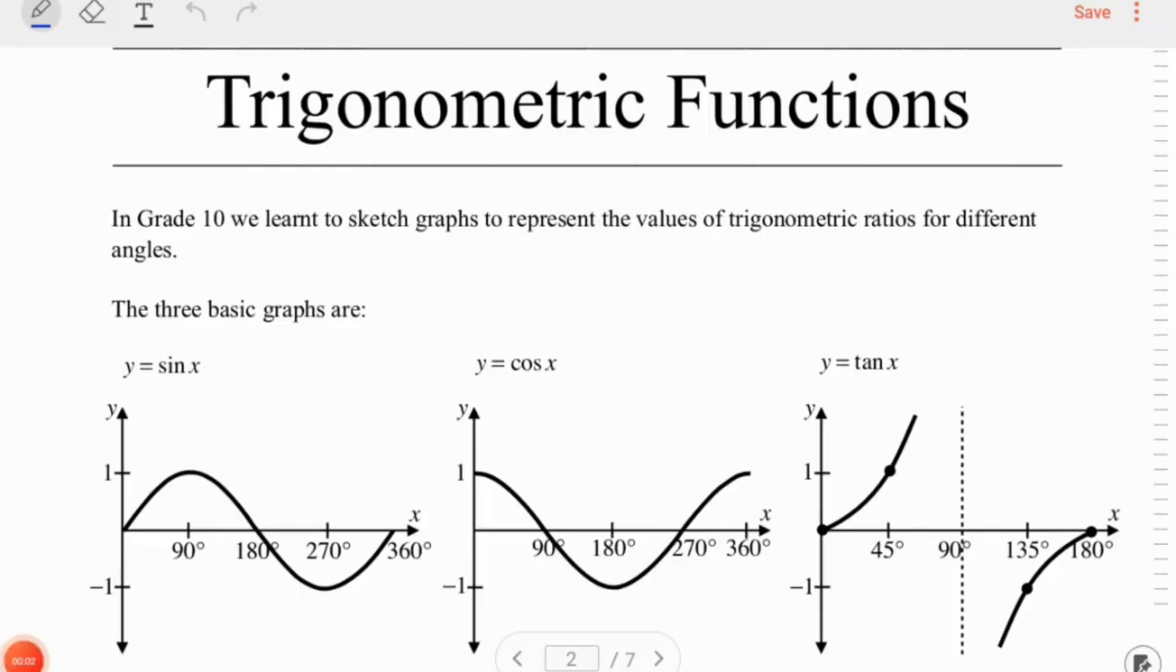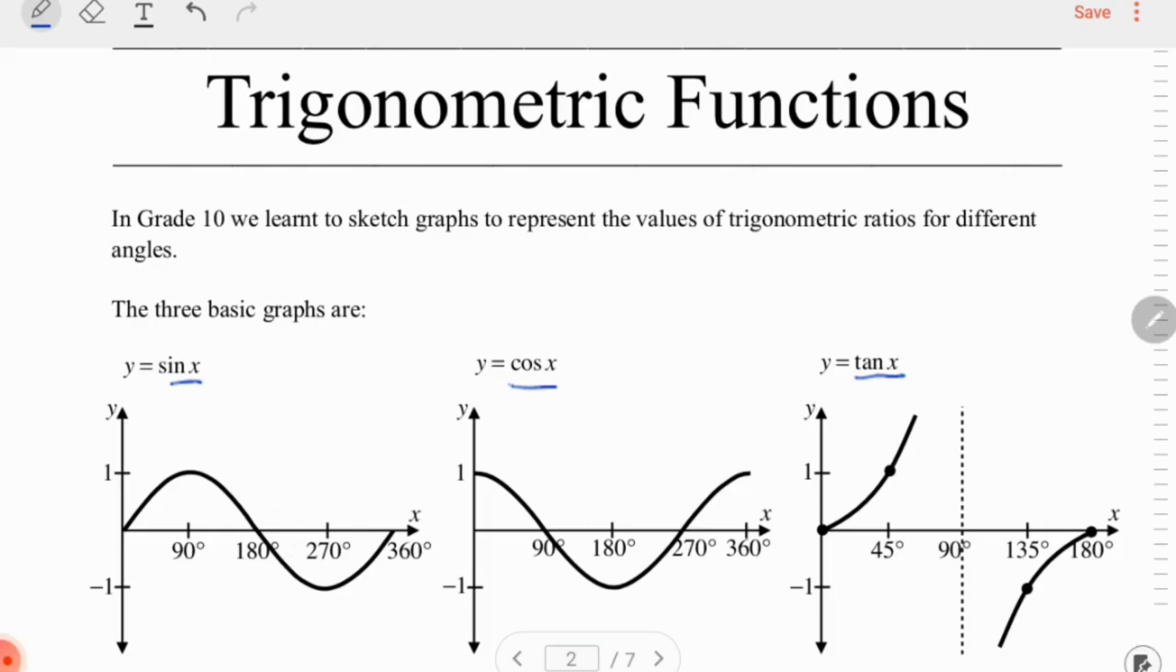So in this lesson, we're going to do trigonometric functions. The three functions of trigonometry are your sine of x, cos of x, and the tangent of x. The first step is to learn how to draw these three functions.